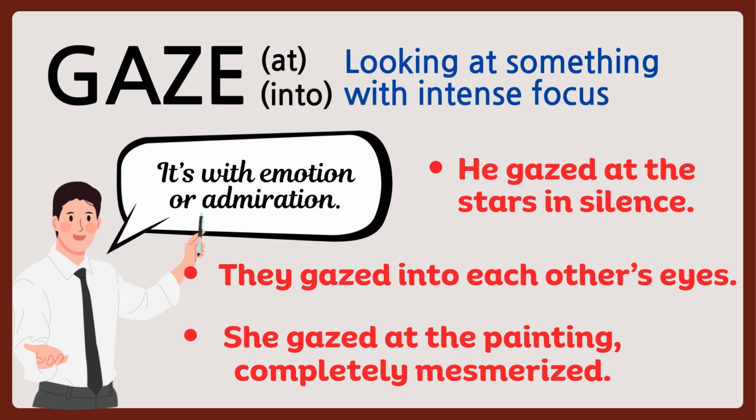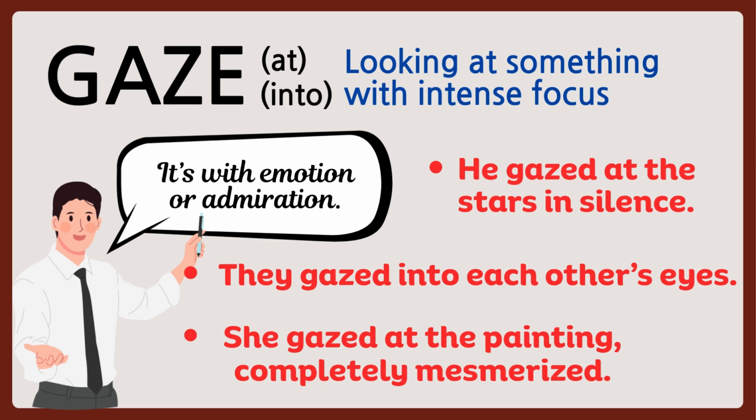He gazed at the stars in silence. This sentence creates a peaceful image. Someone quietly admiring the night sky. They gazed into each other's eyes. This is often used in romantic contexts. It describes a deep emotional connection. She gazed at the painting, completely mesmerized.